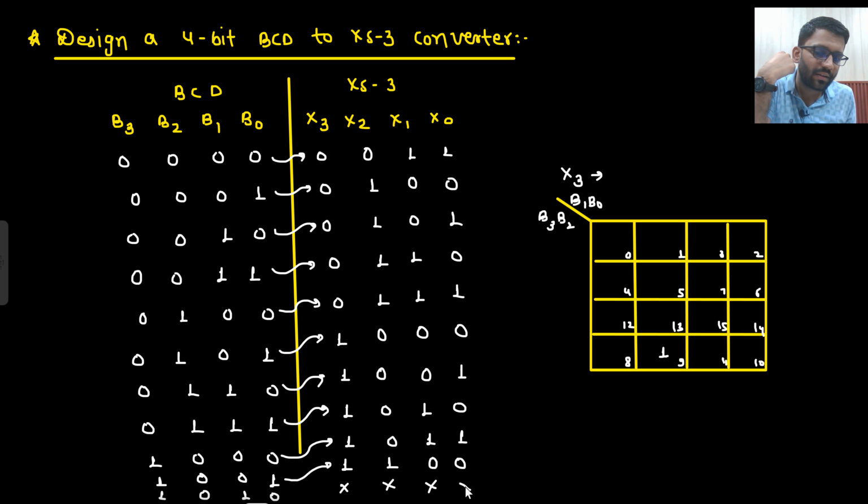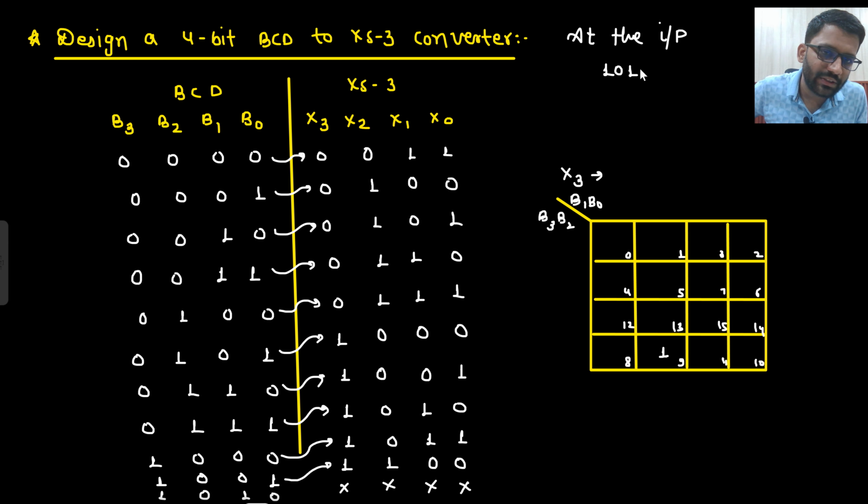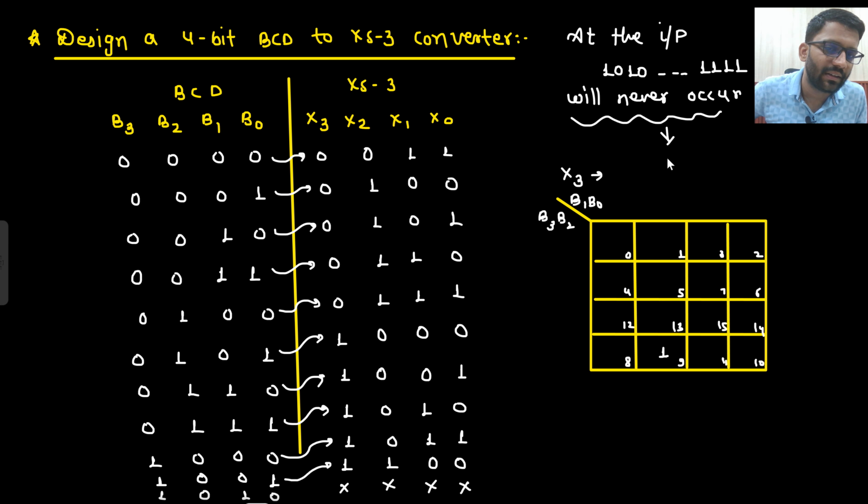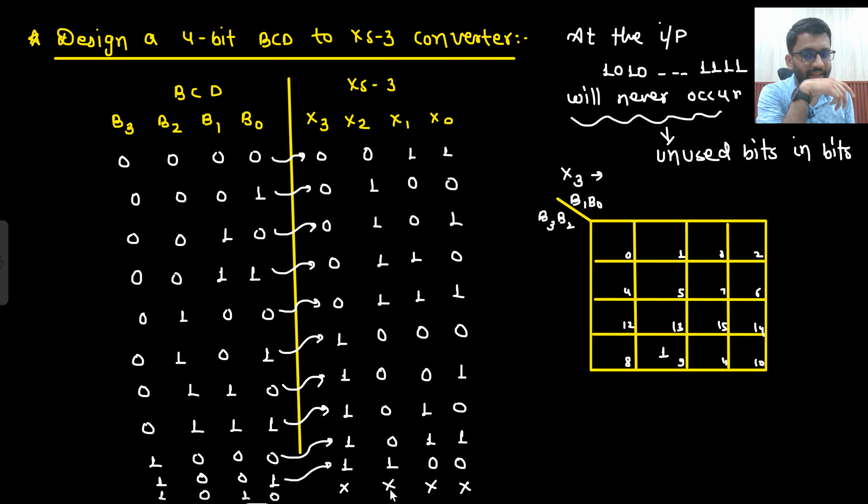Why don't care? Because 1, 0, 1, 0 will never occur at the input, till 1, 1, 1, 1 will never occur. Why will it never occur? Because I told you these are unused bits in BCD. So these are unused bits. Are you getting this point? So all these are don't care.